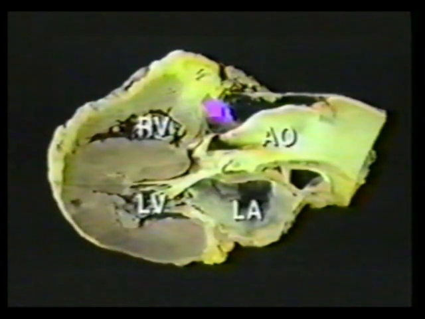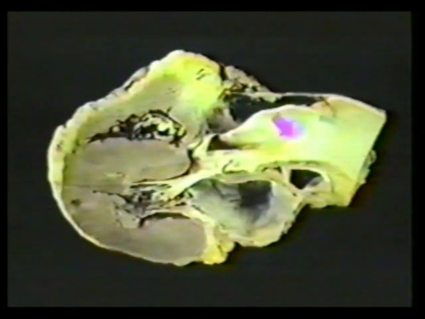This is a type 2 dissection. It is limited to the ascending aorta. This is the true lumen, this is the false lumen, and this is the intimal flap. There is thrombus within the false lumen, and the dissection has resulted in distortion of the aortic valve.